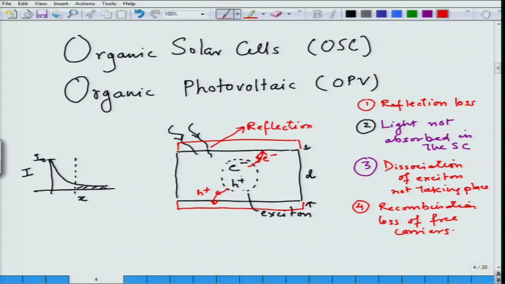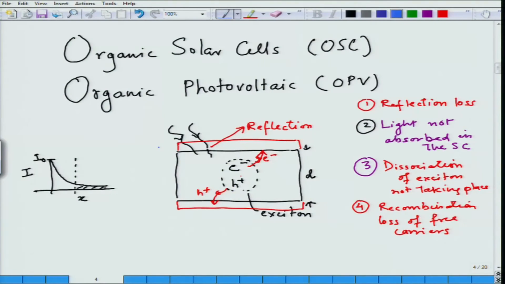Now, after all these hurdles, if electrons and holes are successful in getting to the two electrodes, then we will have electricity in the outer circuit. So, there will be a voltage generated, and if I have a load, I will be able to flow current in the outer circuit, and this would be my organic solar cell.